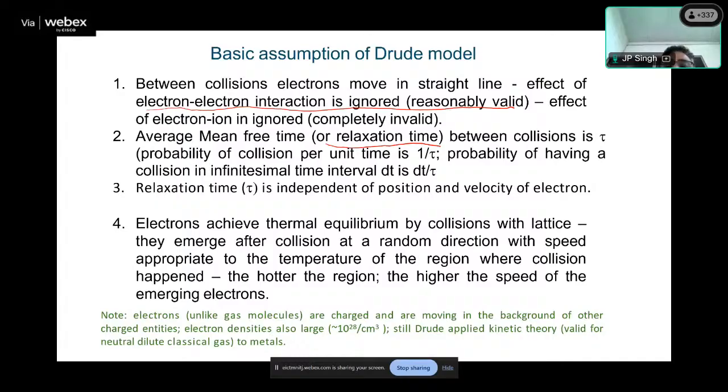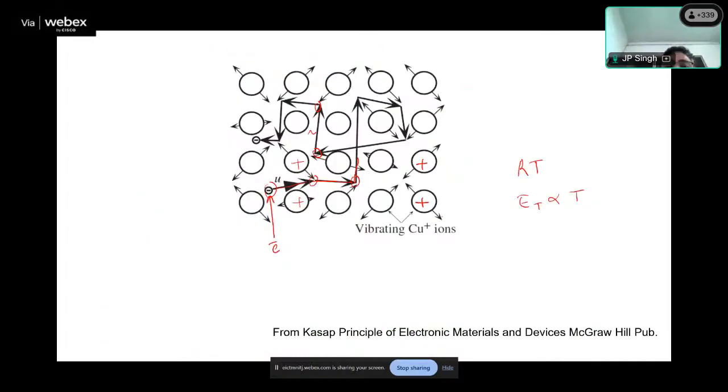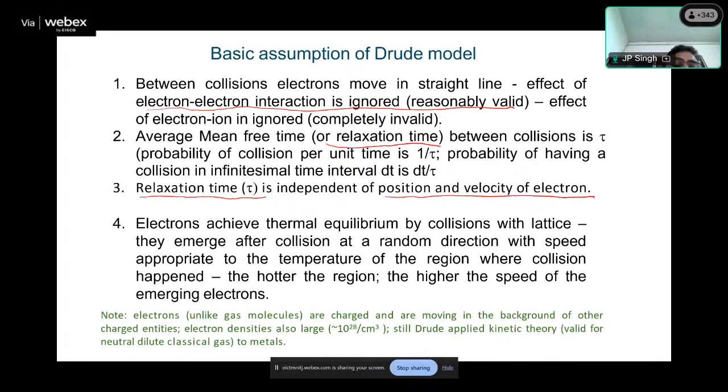Another assumption regarding this mean free time in the Drude model is that the relaxation time, or the mean free time, is independent of the position and velocity of the electron. It does not matter how close the electron is to the positive ion core. The tau, the time in this flat path between two scattering events, always remains the same. That is the assumption. In reality it is not true, but that was the assumption here.